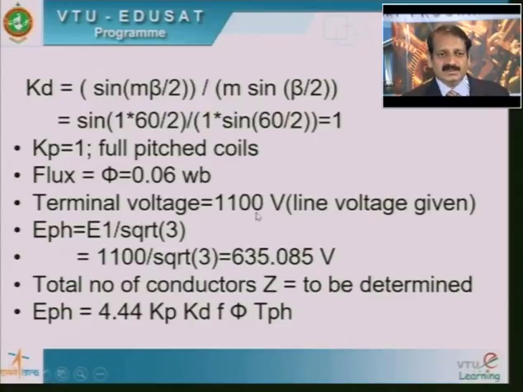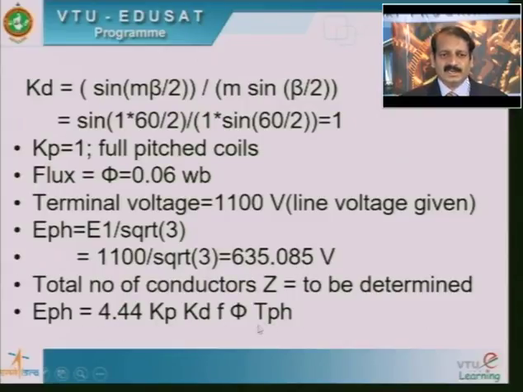So, phase voltage is given by 1100 divided by square root of 3, which is equal to 635.085 volts. Now we can calculate the total number of conductors Z. Applying the equation for E phase, the induced EMF per phase, which is equal to 4.44 Kp Kd f phi T phase. We have already calculated Kp as 1, Kd as 1, frequency as 50, phi is given. E phase we have calculated here as 635.085.